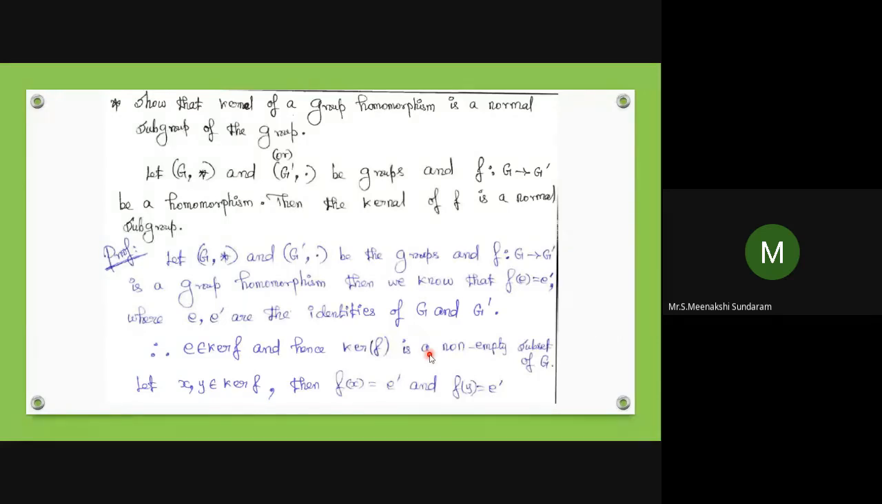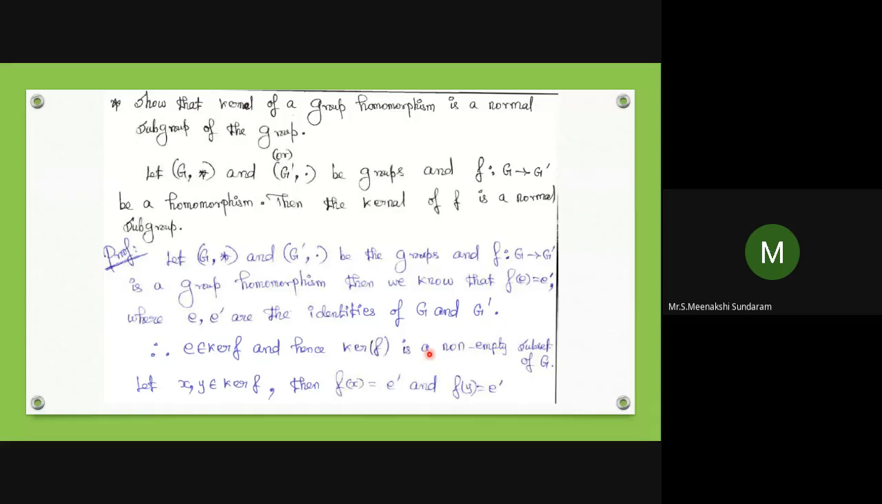Kernel definition. Can anyone tell me the kernel definition? We use K for the kernel. K is equal to the set of all the elements x such that f of x is the identity element. Every element in the domain which is mapped to the identity element in the codomain is called the kernel of the homomorphism.